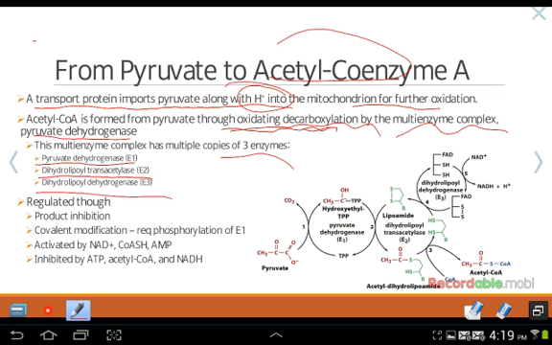The pyruvate dehydrogenase complex is regulated through direct product inhibition, so acetyl-CoA will inhibit it, and covalent modification, so the E1 protein requires phosphorylation, which is triggered through glucagon release. It is also activated by NAD+, CoASH, or AMP, and inhibited by ATP, acetyl-CoA, again remember its product, and NADH.